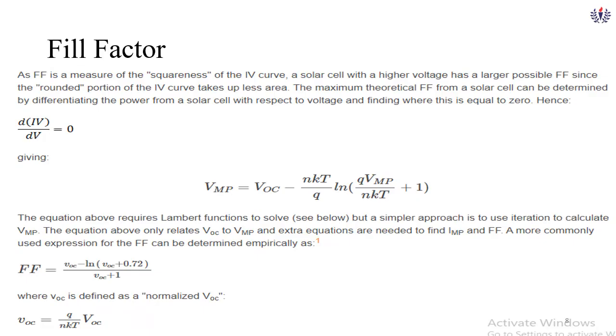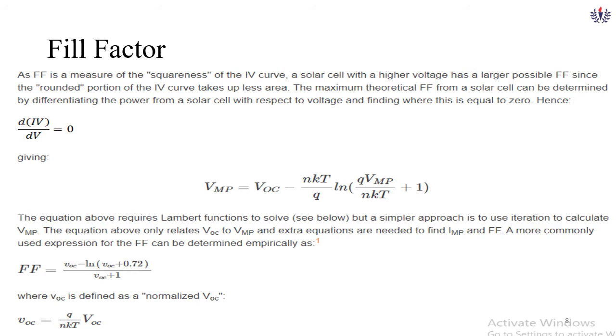Also, we can describe the fill factor as the measure of squareness of the IV curve. A solar cell with a higher voltage has a larger possible fill factor, since the rounded portion of the IV curve takes up less area. The maximum theoretical fill factor from a solar cell can be determined by differentiating the power from a solar cell with respect to voltage and finding where this is equal to 0. Hence, d(IV)/dV is equal to 0.